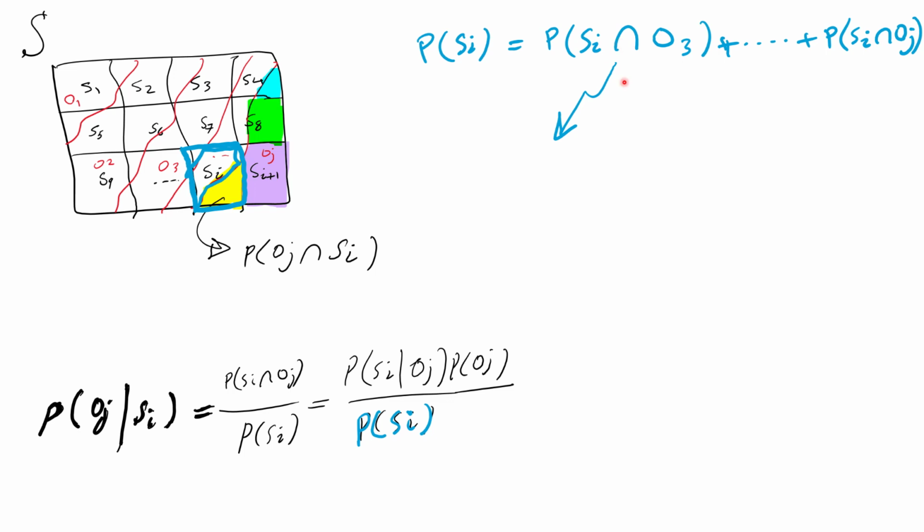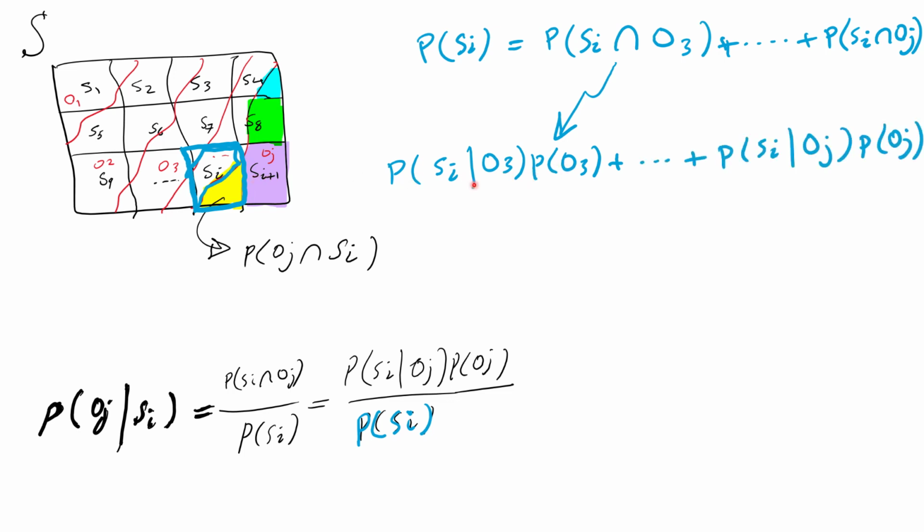And these joint probabilities, I can rewrite them as SI given O3 times the probability of O3, all the way to, I rewrite that as the probability of SI given OJ. This is the formula we had from conditional probability. I can rewrite a joint probability as this.